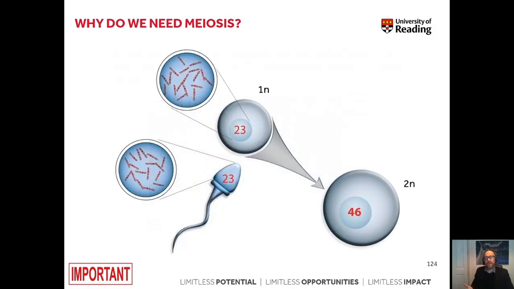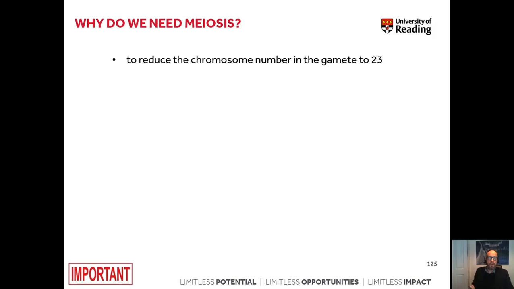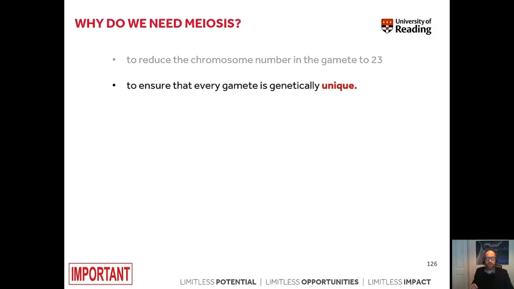And this makes absolute sense, because the egg cell must have 23 chromosomes or 1n configuration, and the sperm needs the same, because the result of fusion of those 2 cells, or the result of the fertilization, is a cell which should have 46 chromosomes and the chromosomal configuration of 2n. So the purpose of meiosis is to reduce the chromosome number in the sex cells to 23. And this also ensures that every gamete is genetically unique.